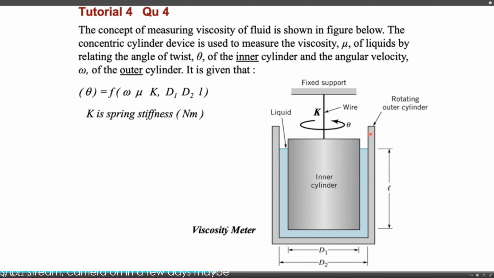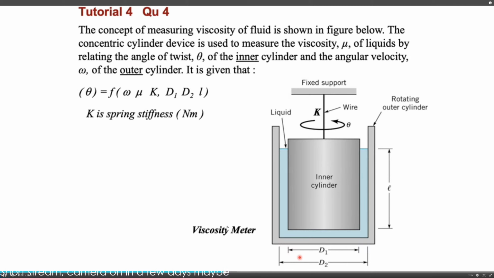Second, we want to take note of the rotating speed of this outer cylinder. When the outer cylinder rotates, the fluid rotates. When the fluid rotates, you impart a rotating force on the inner cylinder, and the inner cylinder will be twisted. So this angle of twist, what does it depend on? It depends on how fast you rotate the outer cylinder. It depends on the viscosity of the fluid. It also depends on the spring constant. If the spring is very stiff, then the displacement will be very small. It depends on the diameter, the outer diameter.